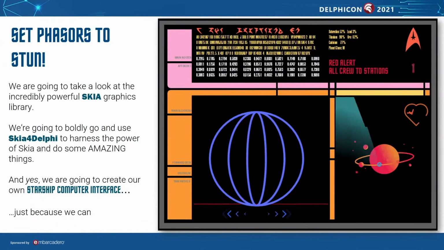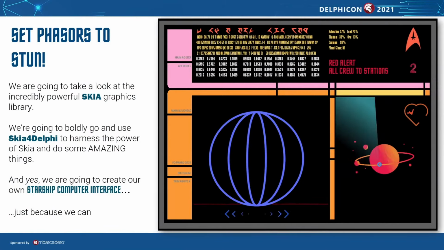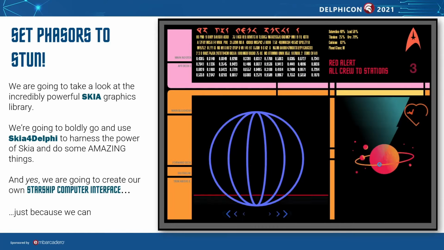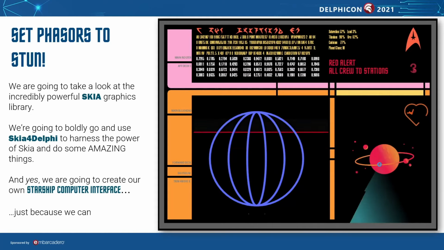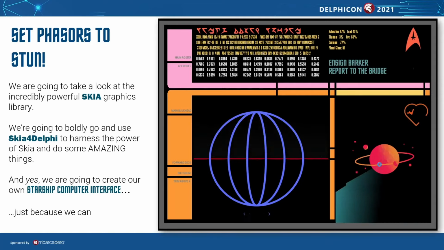Today's presentation by me is going to look at a library called Skia, which is a graphics library from Google, used in Chrome and Flutter and a few other things as well. And in particular, because we're all Delphi people, we're going to be looking at a library called Skia for Delphi, which actually allows you to use the incredibly powerful Skia graphics library and do some pretty amazing things.